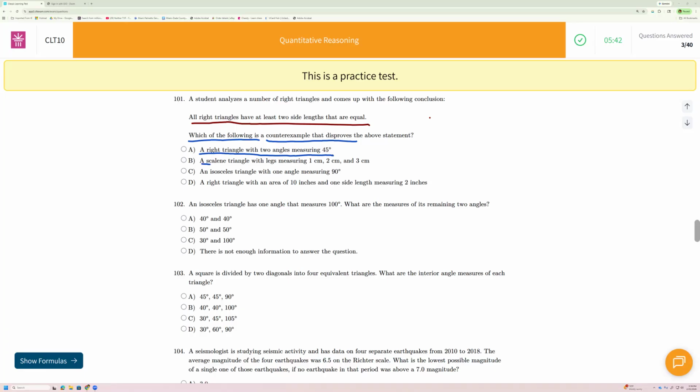So a right triangle with two angles measuring 45, that's an isosceles triangle, right? We saw this before. So that doesn't eliminate the possibility that all right triangles have at least two side lengths that are equal. Okay, here's the tricky part. A scalene triangle, we know that there are no three sides that are the same. No sides are the same in a scalene triangle. So something like this and like that, that would be a scalene triangle because the hypotenuse is greater than the base and the height is the shortest. The problem is with this, 1, 2, and 3, a triangle do not make. All right, so if you have a segment length that is 3, and you want to create a triangle with 1, and then 2, 1, 2, you're going to be short.